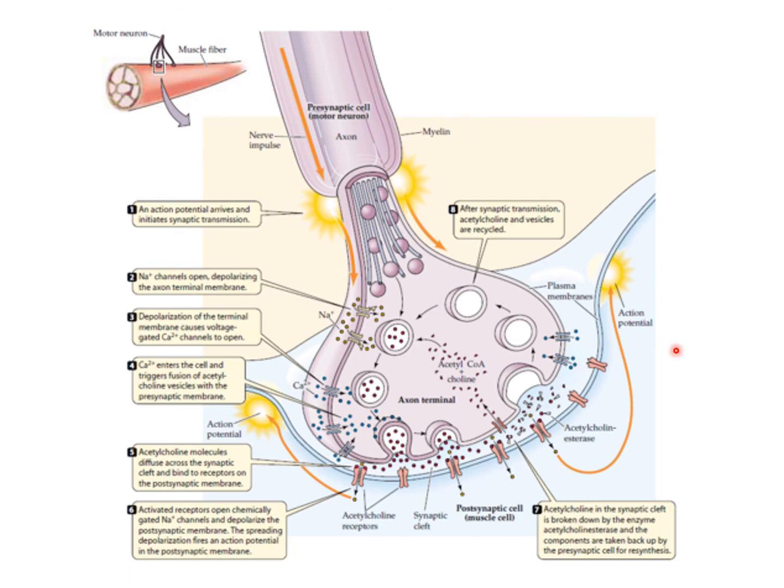So this is another figure for the transmission that occurs at the neuromuscular junctions. These are all events that occur in a sequence from 1 to 8. So you can read from this.